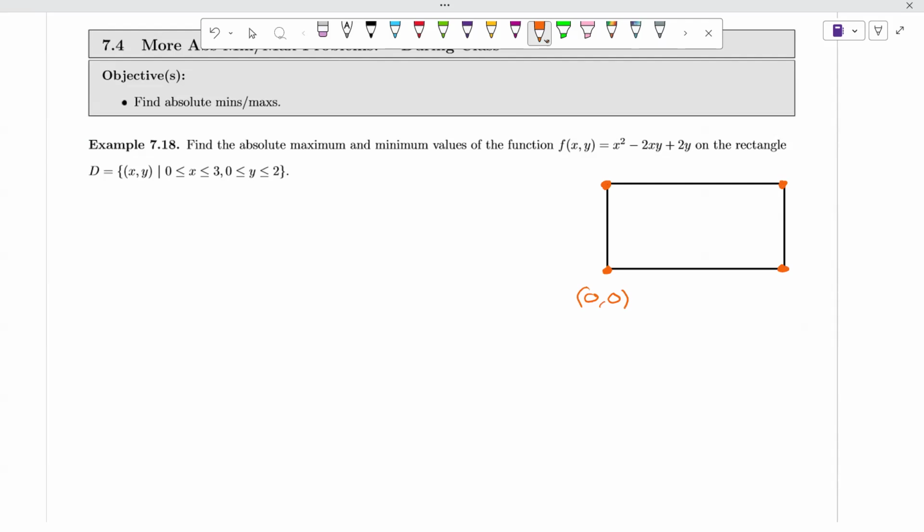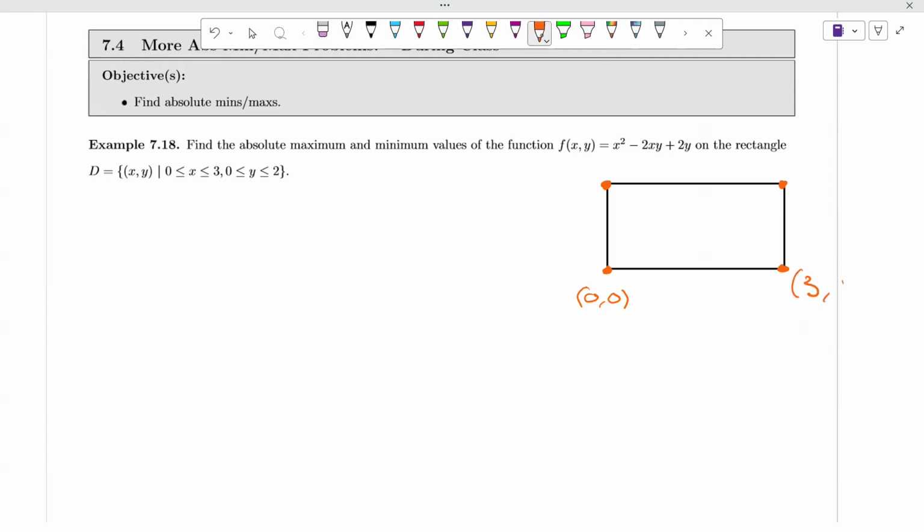One second, my pen's run out of ink. How does an electronic pen run out of ink, you ask? Yeah, I don't know either. Okay, it's back. Right, my eraser is gone. So let's go. Everything's fine.